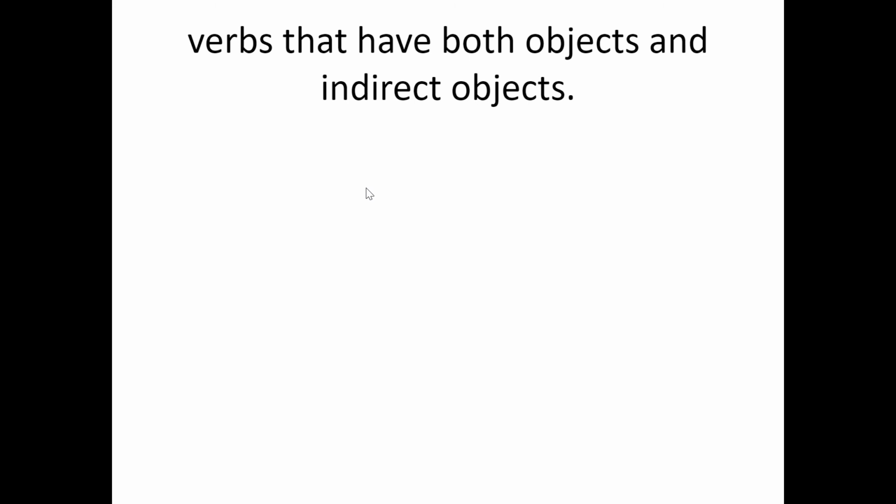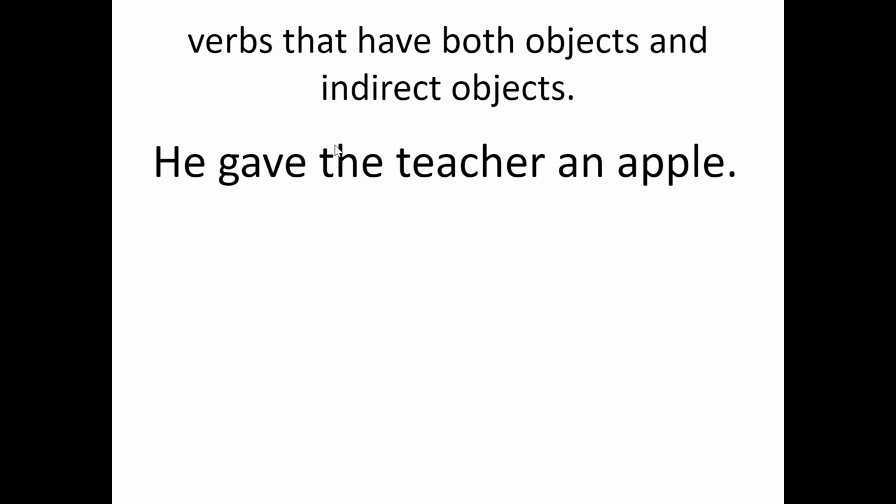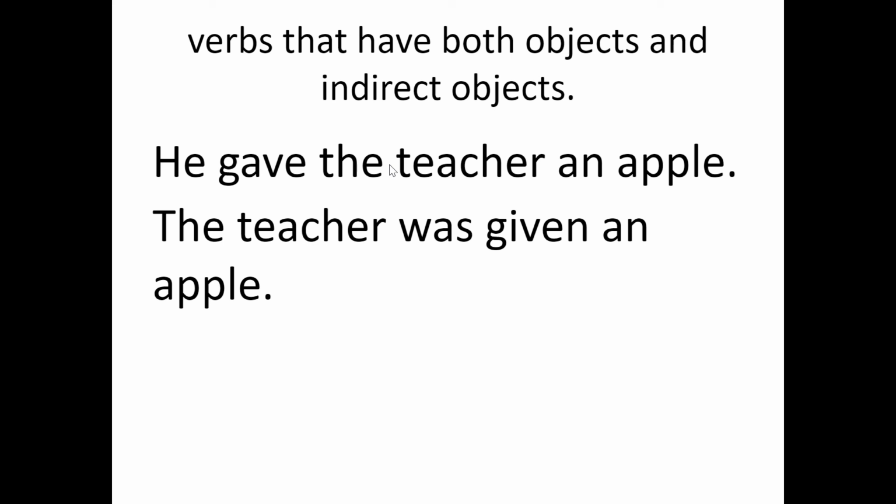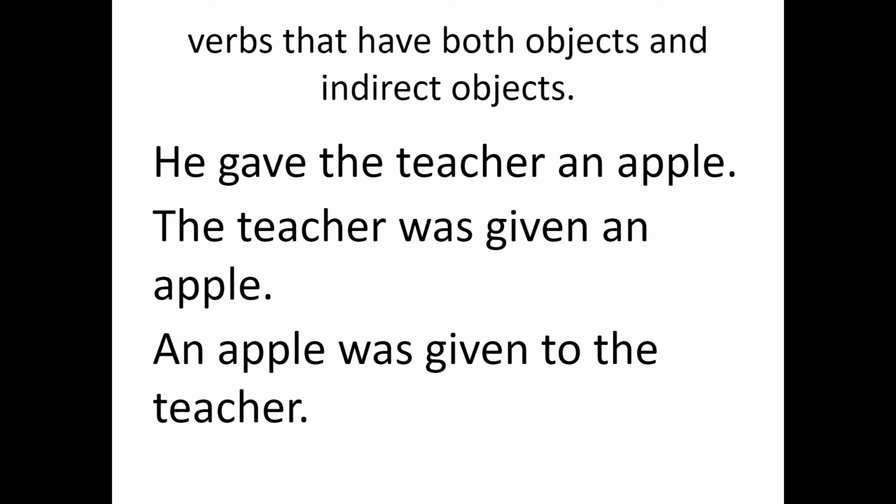There are also verbs that have both direct objects and indirect objects. So for example, he gave the teacher an apple. Here the apple is a direct object and teacher is what we would call the indirect object, or some people would say that this verb has two objects. We can make two kinds of passives here. We could say the teacher was given an apple, or an apple was given to the teacher. And again, for both cases, the by him is optional.